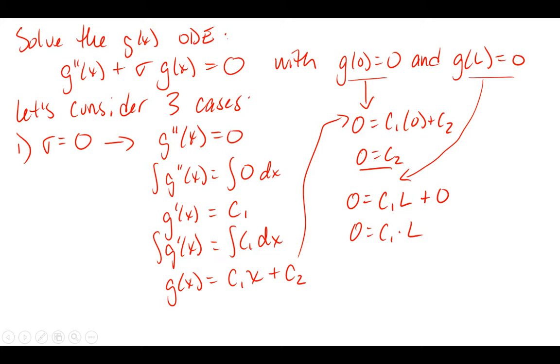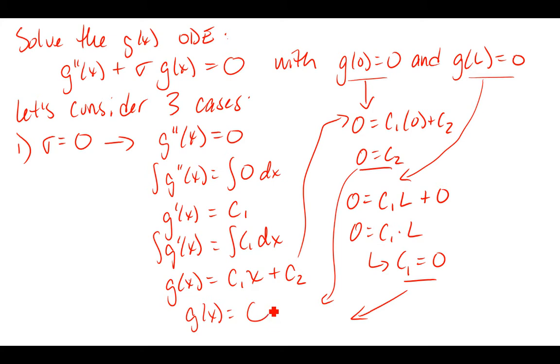Aha, so the product of two numbers is 0, which means one of them has to be 0. But it's silly to say that L is 0. L is the length of our rod. So unless it's a magical rod that is of length 0, meaning it's imaginary, I'm pretty sure the only way this is true is if c1 itself is also 0. Right? L can't be 0. That's the length of the bar. Oh, awesome. Okay, so what is my solution? Bringing those back in, g of x is 0x plus 0, which is 0.